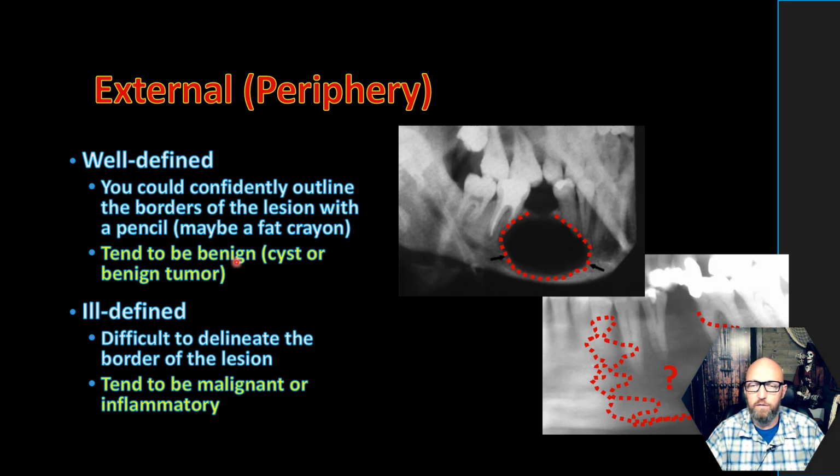And then I mentioned this, but that's an important point. The tendency of well-defined, especially corticated lesions, tends to be benign, so a cyst or a benign tumor, versus the ill-defined lesions, these ones with a really blended border, they tend to be malignant, or in some cases, an acute inflammatory process. Even a chronic inflammatory process, sometimes they'll have ill-defined borders.